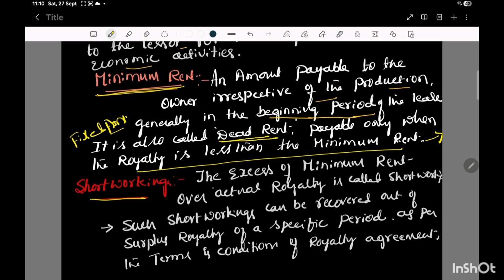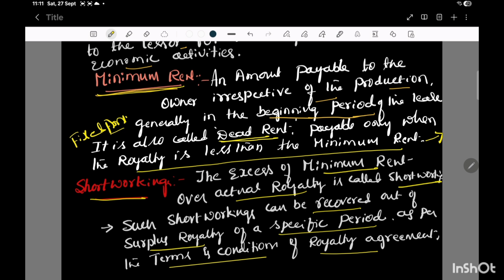The shortage of money, what you have paid up to the minimum rent, will be called short workings. That's why it's defined as the excess of minimum rent over actual royalty. The difference you are paying to meet your minimum rent is called short workings. Such short workings can be recouped, that is recovered, out of surplus of royalty in the coming years. That means in subsequent years, maybe for a particular period of time, maybe the first 3 years or first 4 years, there will be an agreement. So as per the terms and conditions of the royalty agreement, the short workings can be recovered by the lessee.